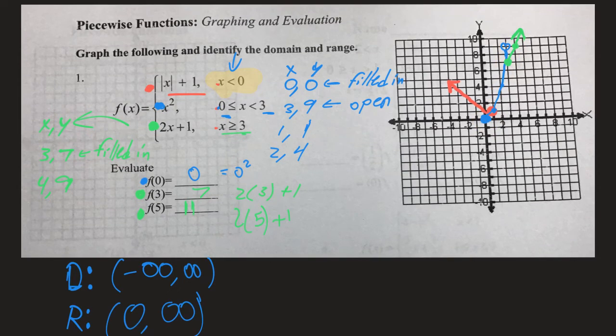Now, the best way to handle domain and range, guys, domain, go from left to right and see if you can trace your graph without any gaps in it. For range, trace your graph from bottom until top. Make sure that you can trace it without any vertical gaps in there. And that will let you figure out the domain and range.